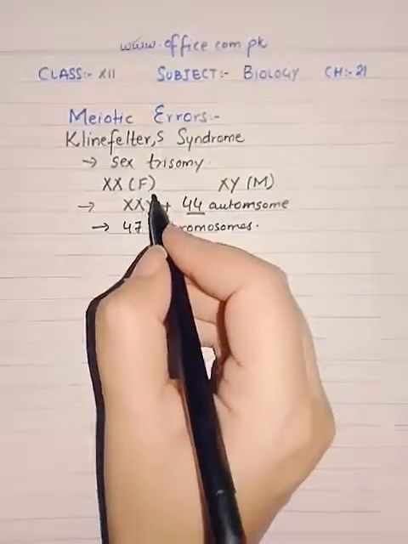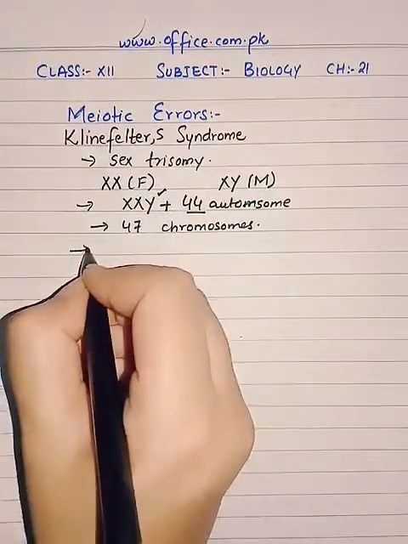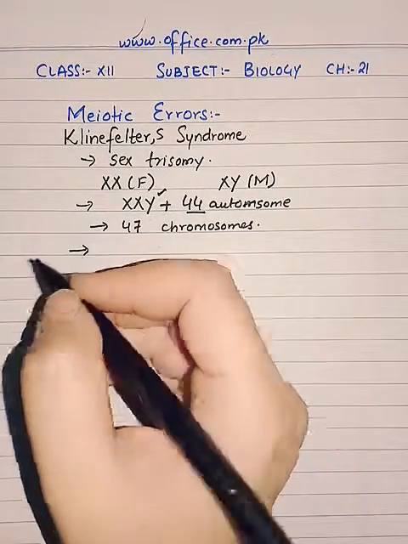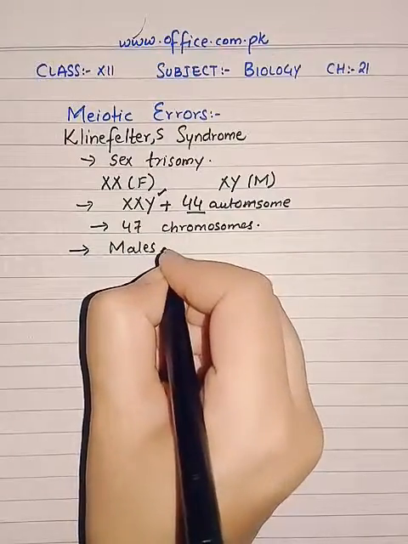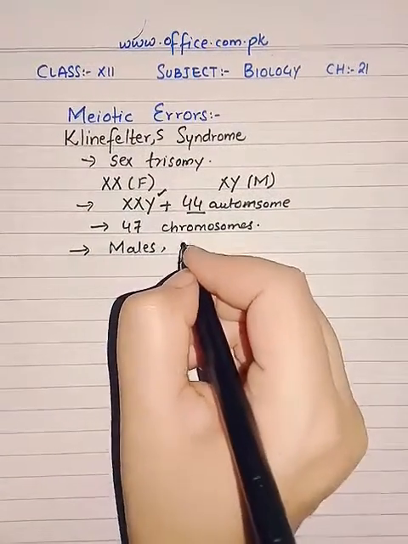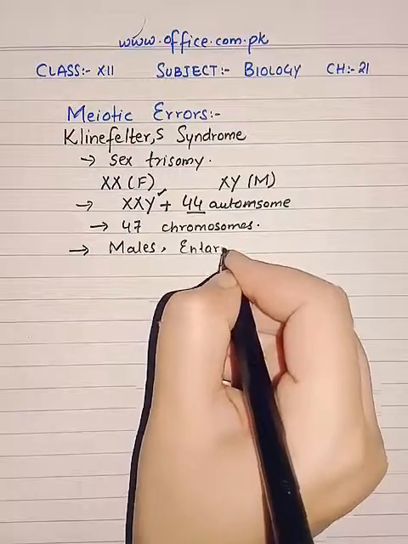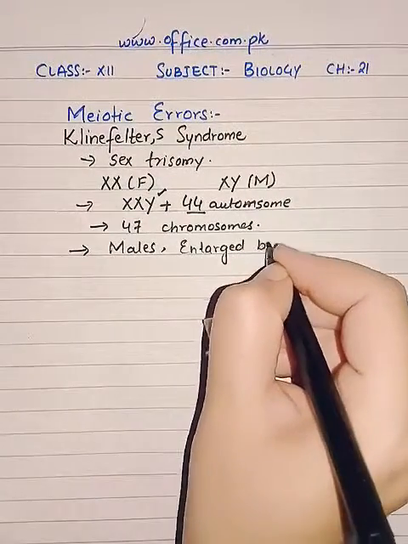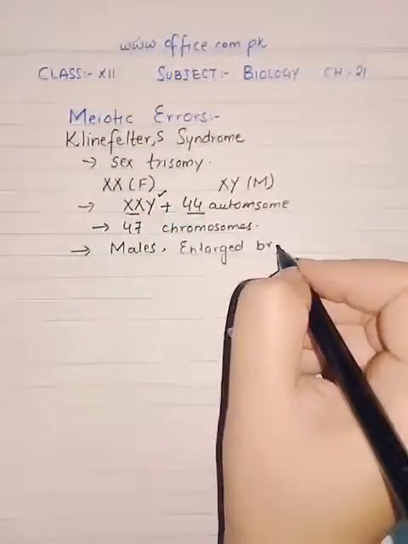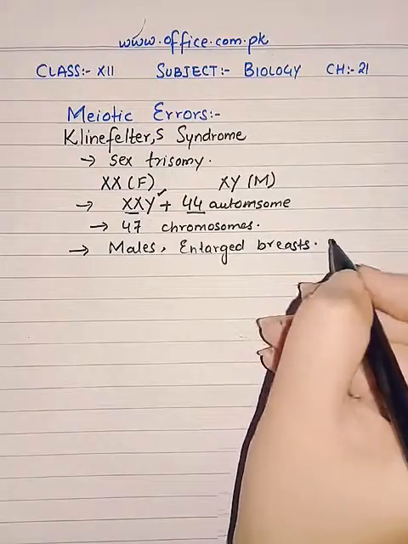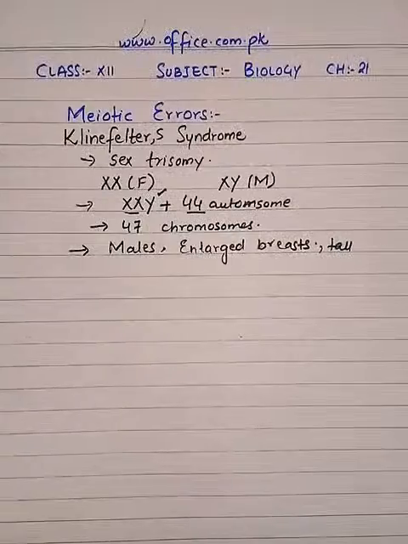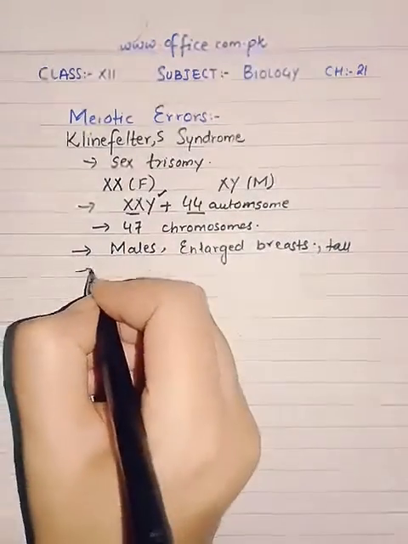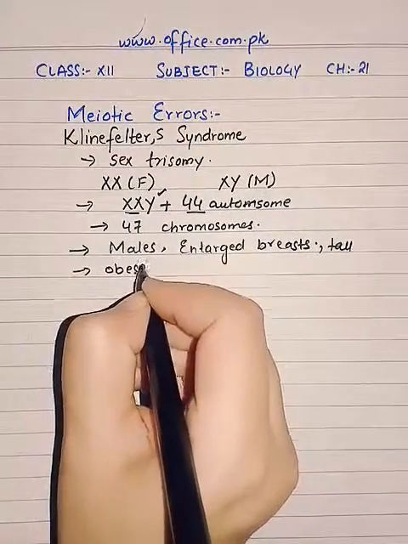Now because they have a Y chromosome, phenotypically the patients will look like males, and they will have enlarged breasts because they have two X chromosomes as well. They will be tall, with a tendency of tallness. They may be obese or overweight.